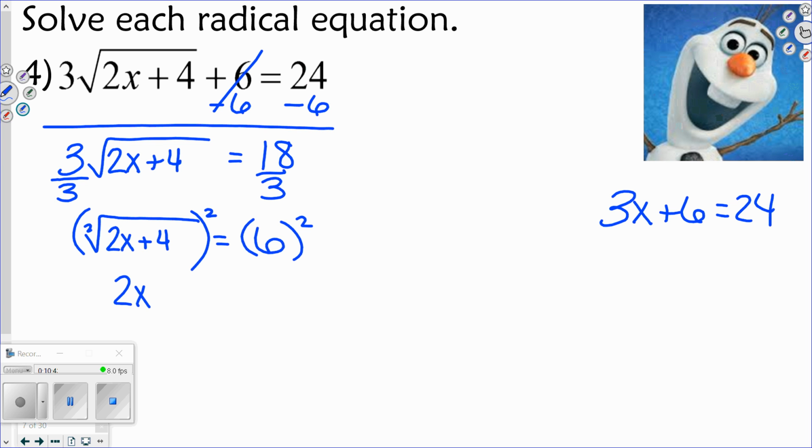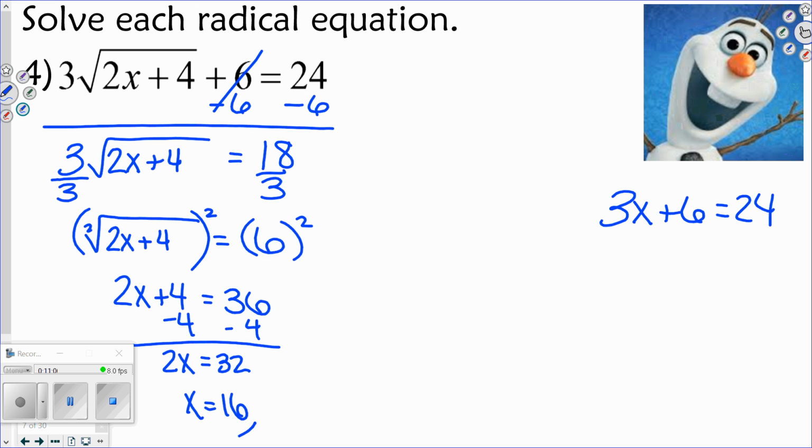So we get 2x plus 4, because the radical and the square cancel out. 6 squared, 36. And we solve like normal. Subtract 4. 2x equals 32. Divide by 2, and x equals 16.